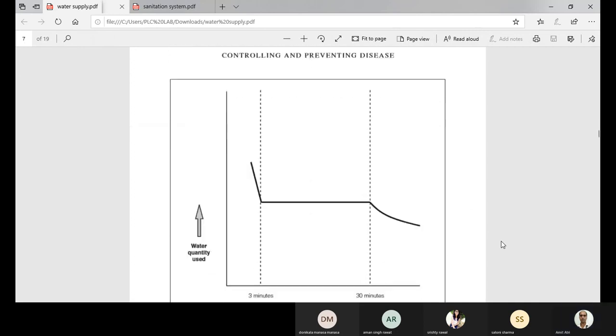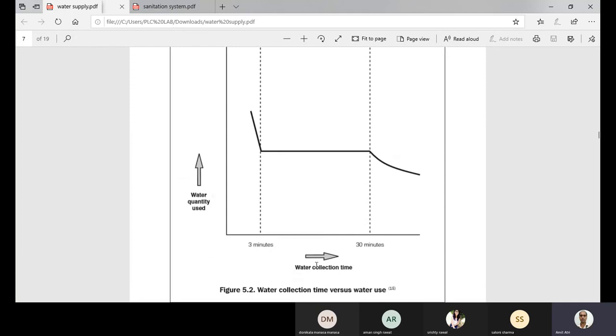So here's a table: water quantity used and water collection time. From 3 minutes to 30 minutes it is constant; whether the collection time is 3 minutes or 30 minutes, the quantity of water used will remain the same. And after that, what will happen? Below 3 minutes: if the water collection time is less than 3 minutes, how is it possible? This is only possible with a domestic piped water supply. If it is available inside the house, there is no distance, so the water usage will also increase. After 3 minutes, it will take time. After 30 minutes, the usage will reduce; the water quantity used will start reducing.